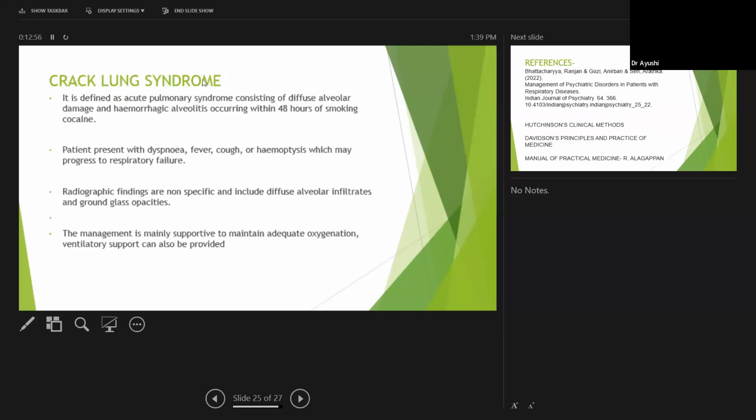Then we have crack lung syndrome. It is defined as an acute pulmonary syndrome consisting of diffuse alveolar damage and hemorrhagic alveolitis occurring within 48 hours of smoking cocaine. Patients present with dyspnea, fever, cough, or hemoptysis, which may progress to respiratory failure. Radiographic findings are non-specific and ground glass opacities may be seen. Management is mainly supportive to maintain adequate oxygenation. Ventilatory support can also be provided.